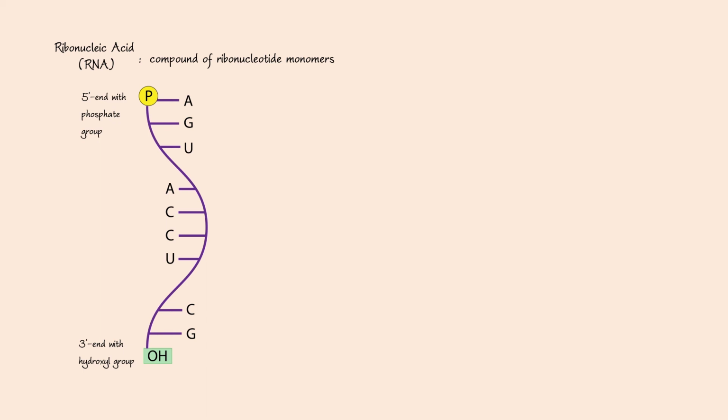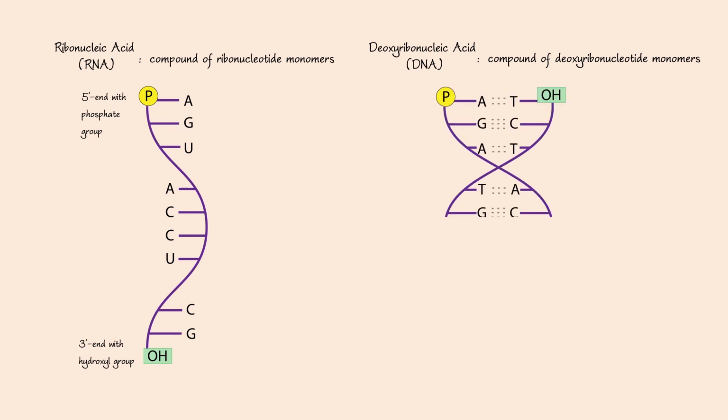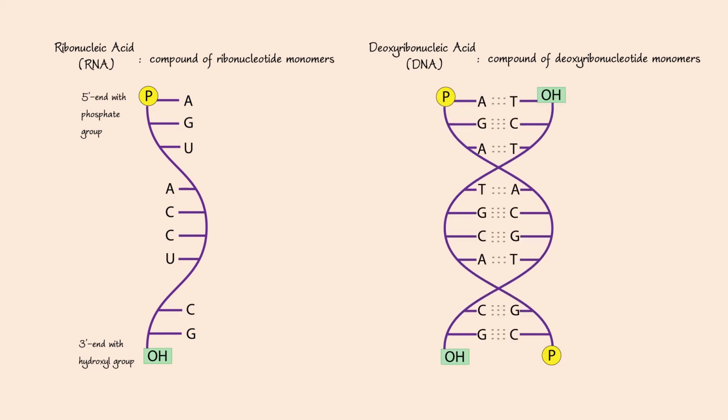Deoxyribonucleotides can also be linked to form a polynucleotide. Polynucleotides composed of deoxyribonucleotides are referred to as deoxyribonucleic acids, or DNA for short. DNA is double-stranded and forms a helical structure. Adenine always pairs with thymine, and they are linked by 2 hydrogen bonds. Guanine always pairs with cytosine, and they are linked by 3 hydrogen bonds.